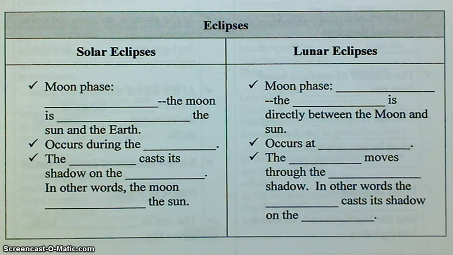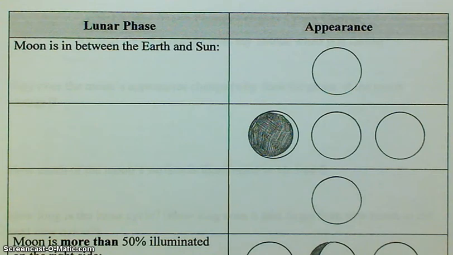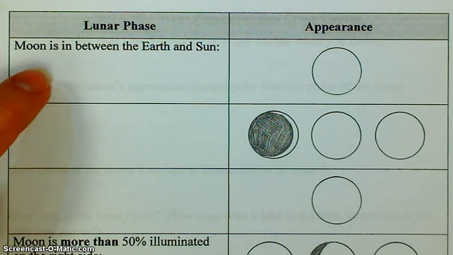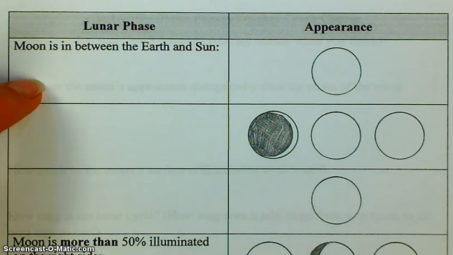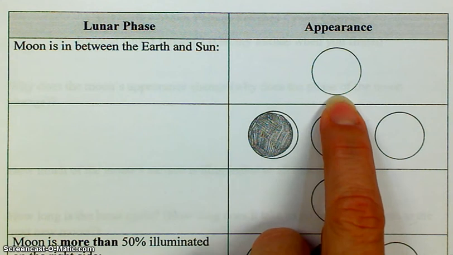Let me get you started on how to fill out the next sheet. All right, so on the left-hand column, you're going to fill in the lunar phases. If the moon is in between the earth and the sun, then obviously the lunar phase here is new moon. You would need to color in the entire circle because the side of the moon that is facing the earth is not illuminated. Okay, so the side that we can see is dark, and actually it's really kind of hard to see.